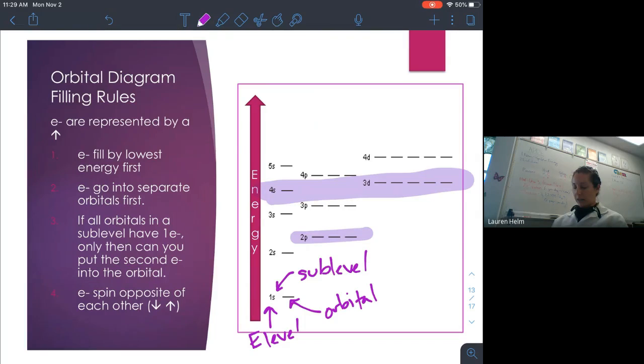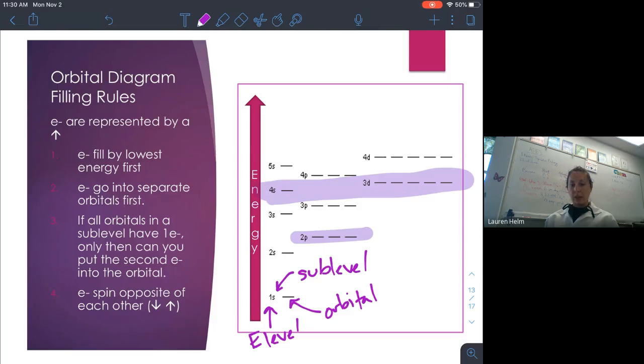So how do we make these diagrams? Your electrons are going to start lowest energy first, so they're going to try and be as close to the nucleus as possible. When an orbital is full, then they're going to move on to the next available orbital. If all orbitals are filled, then the electrons will double up until there's 2 electrons in every orbital. When that's full, then they're going to move up to the next energy position. And we're going to use arrows to represent this. So let's go ahead and try an example.